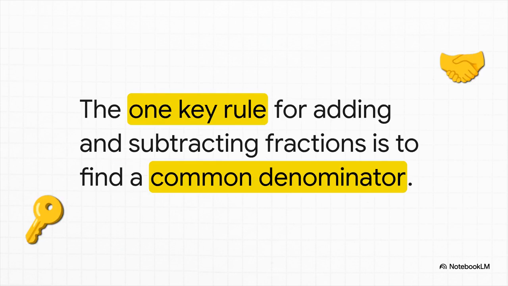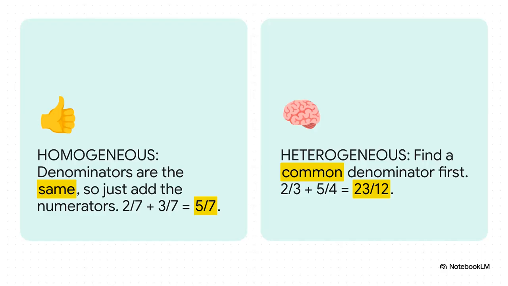Easy. Okay, let's tackle addition and subtraction. For these, there's one golden rule you have to remember. You can only add or subtract things that are alike. You need a common denominator. If the denominators are already the same, it's a piece of cake. You just add the top numbers.